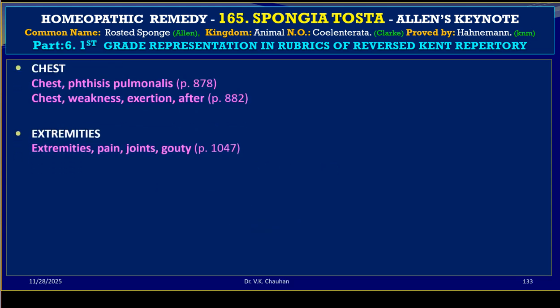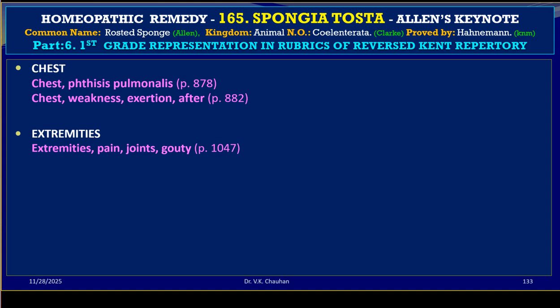We go to the chest, phthisis pulmonalis, and weakness after exertion. So here we find the tubercular laryngitis is not primary, it is secondary to pulmonary tuberculosis. That needs to be explored upon.